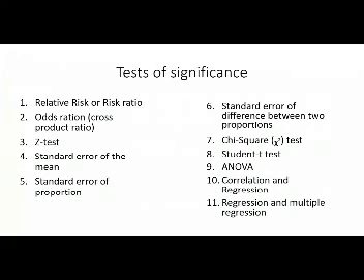This is actually the list of tests of significance that we will be discussing. First one is the relative risk or risk ratio, the odds ratio, z-test, standard error of the mean, standard error of proportions, standard error of difference between two proportions, chi-square test, student t-test, ANOVA, correlation and regression, and multiple regression.